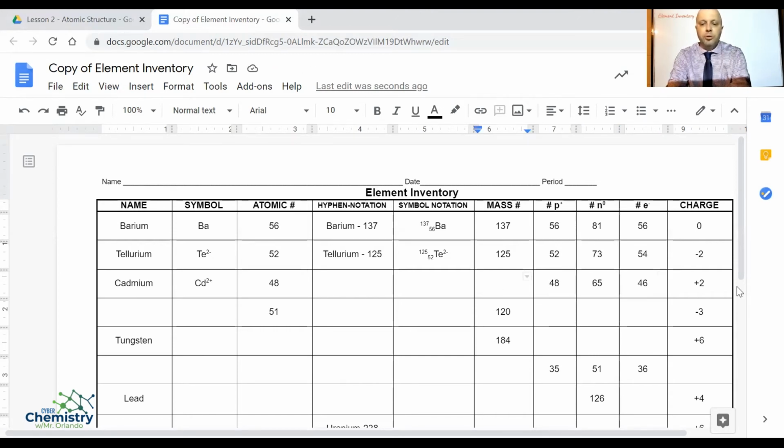Next part, we're going to add together our numbers of protons and neutrons. That will add up to be 113. And finally, we can fill out our mass and our hyphen notation here. So there's the hyphen notation, and then our symbol notation is going to be superscript 113, subscript 48, hit Control comma again to bring it back to normal, Cd, and then superscript one last time to give us the 2+.